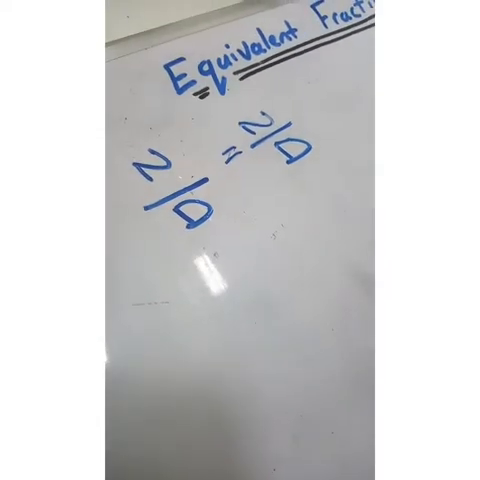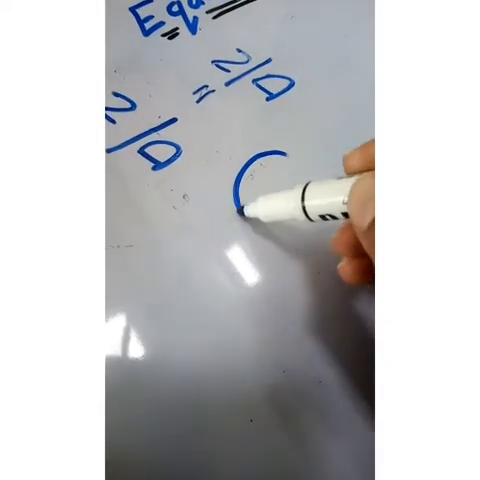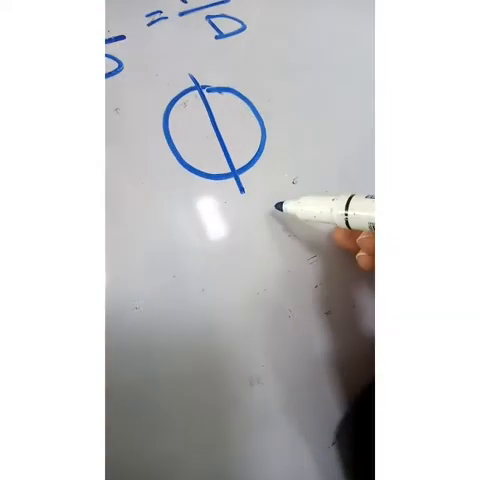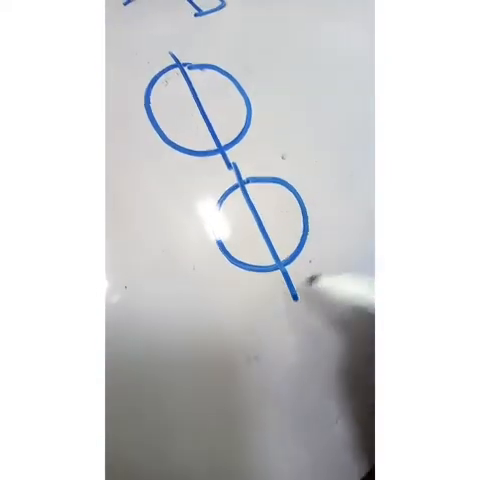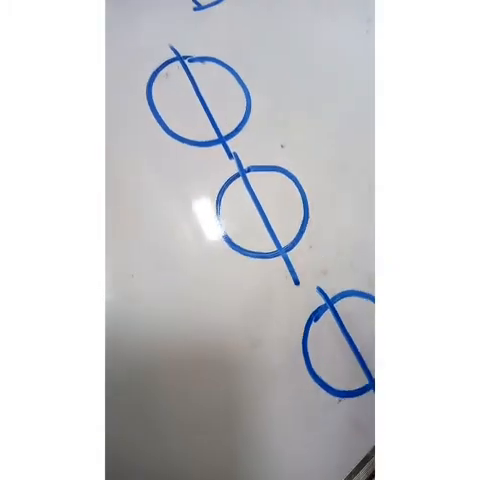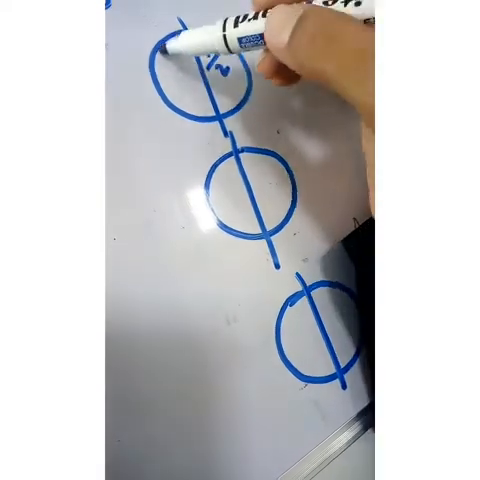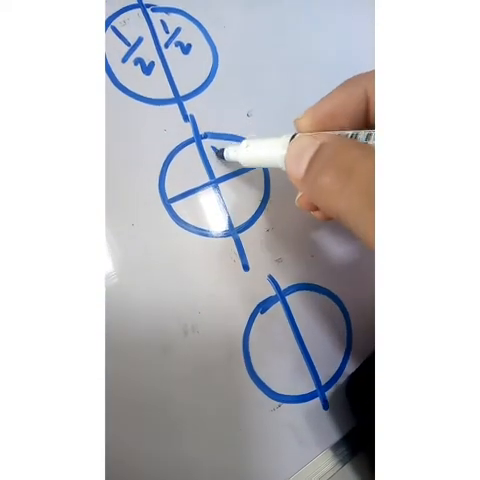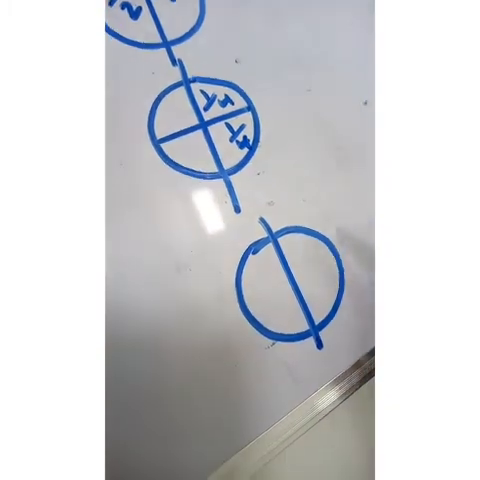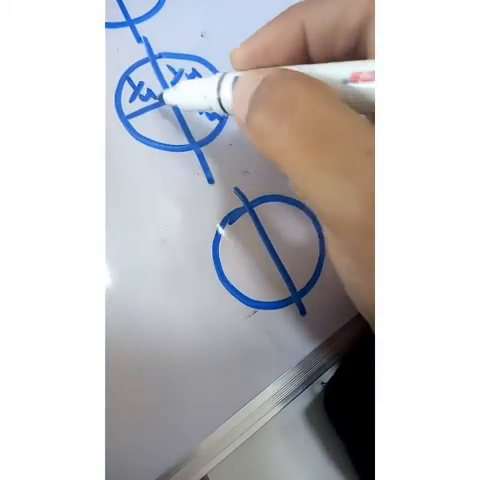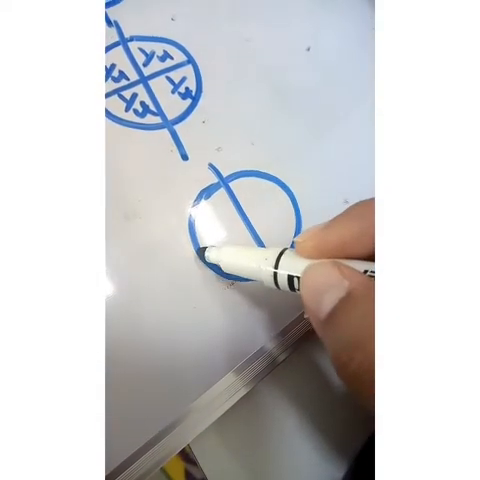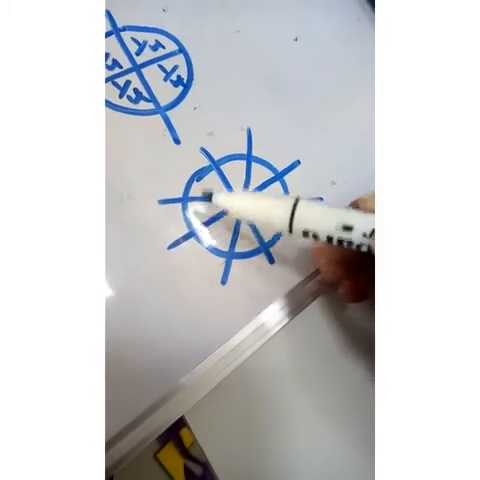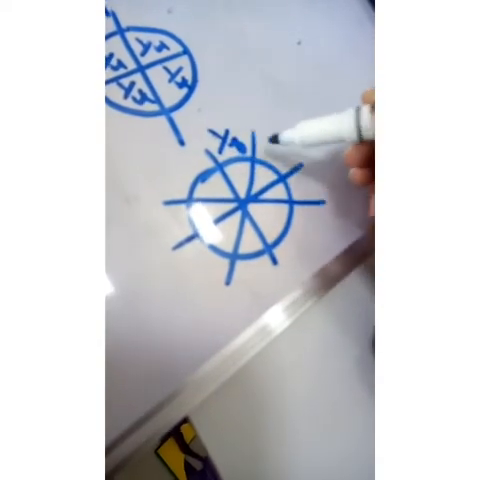Okay, example to understand this one. For example, let us take the circle, divide it, another circle. This one I'm going to just leave it like this: 1/2. This one is 1/4, and this one I'm going to divide it. If we are going to count, we have 1 2 3 4 5 6 7 8. So each part of it is 1/8.